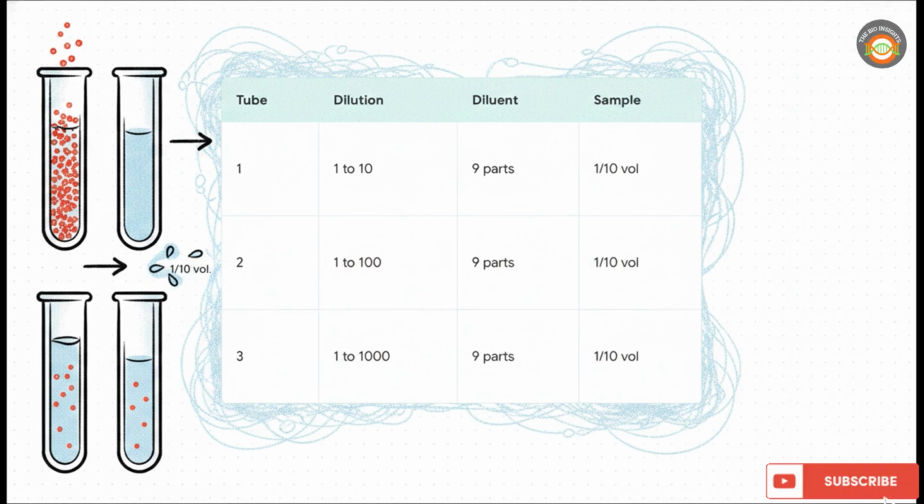You line up a series of tubes, each filled with 9 parts of a sterile buffer, like PBS. Then you take 1/10 of the volume from your original densely packed sample and mix it into that first tube. Boom, that creates a 1:10 ratio. Then you take 1/10 from that new tube and move it to the next one, creating a 1:100 ratio. You just keep cascading down, 1:1,000, 1:10,000, and you are rapidly decreasing the cell concentration with every single step.